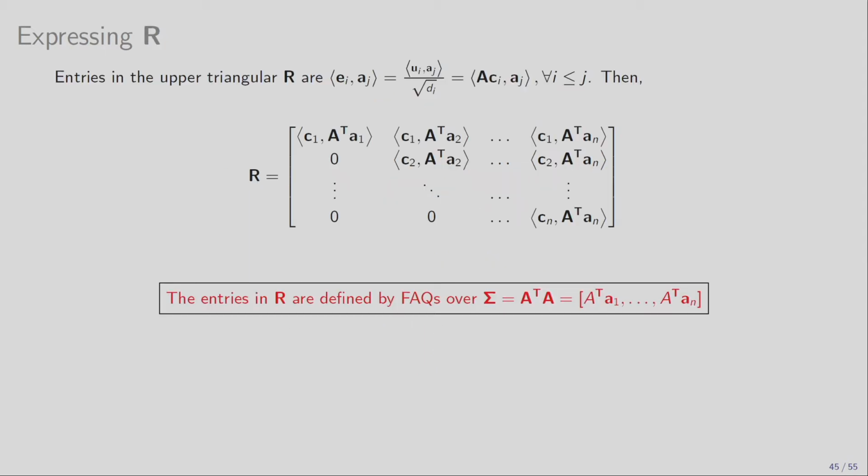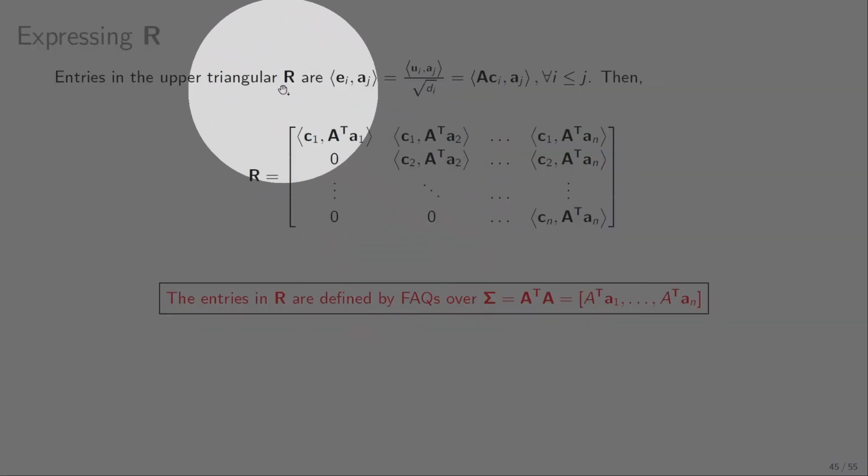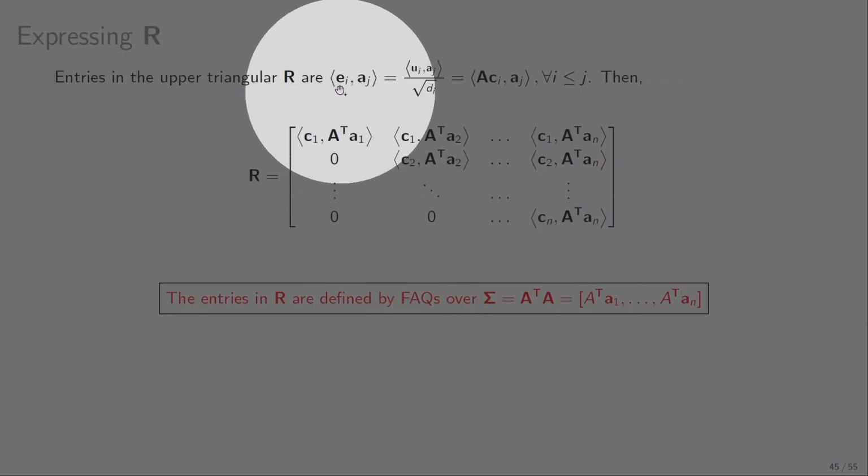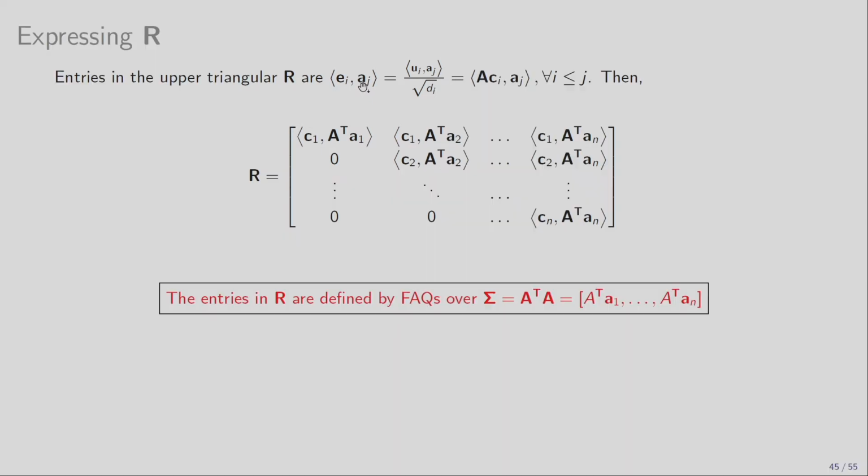And R now, because the entries in this upper triangular matrix R are of the form e_i a_j, where e would be the normalized vectors U, R is in fact expressible like this. So each entry in there is a dot product between vectors in C, in this new matrix we introduced, which is n by n, and products of vectors from our sigma matrix.